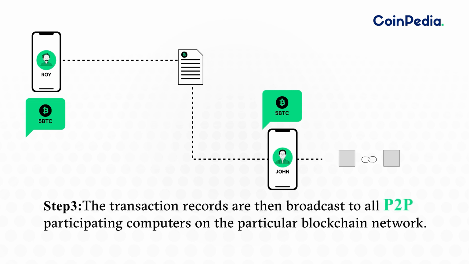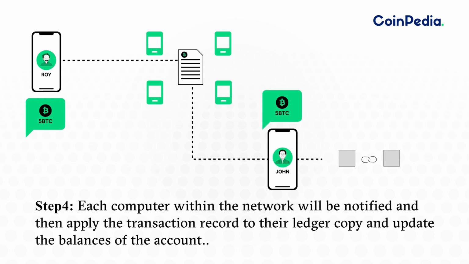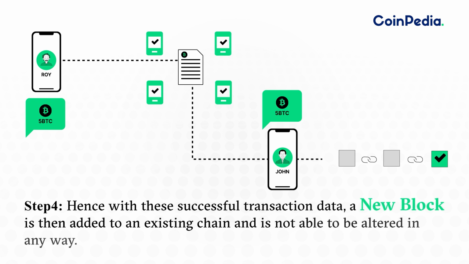Step 3, the transaction records are then broadcast to all P2P, peer-to-peer, network participating computers on the particular blockchain network. Step 4, each computer within the network will be notified, and then apply the transaction record to their ledger copy and update the balances of the account. Step 5, with this successful transaction data, a new block is then added to the existing chain, and is not able to be altered in any way.